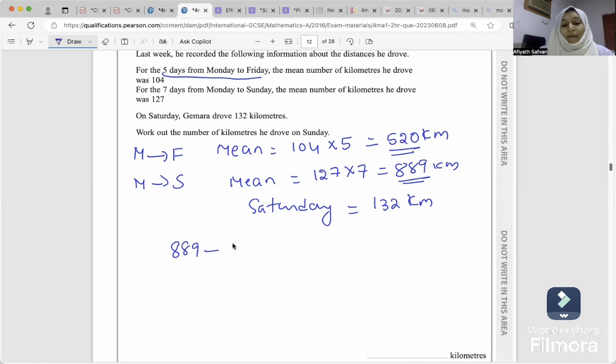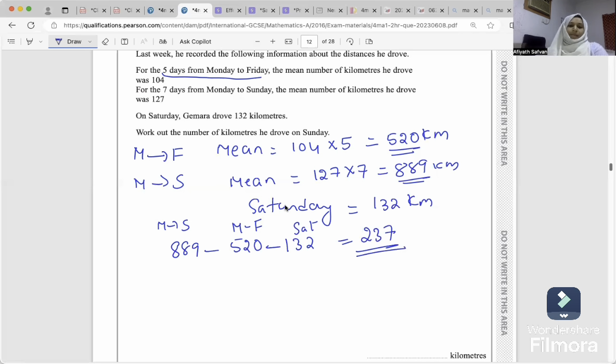From there you subtract Monday to Friday, which is 520. Also you take out 132, which is for Saturday. This is for Saturday. This is for Monday to Friday. So this is all the days, Monday to Sunday. Therefore, your Sunday answer is going to be 889 minus 520 minus 132, which is 237. 237. Very simple.